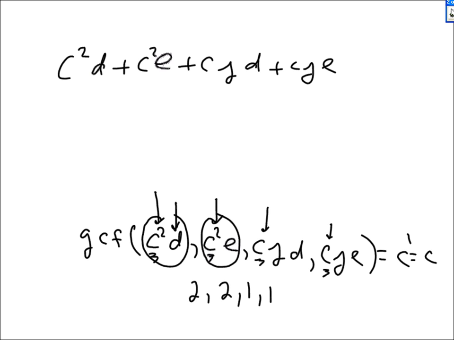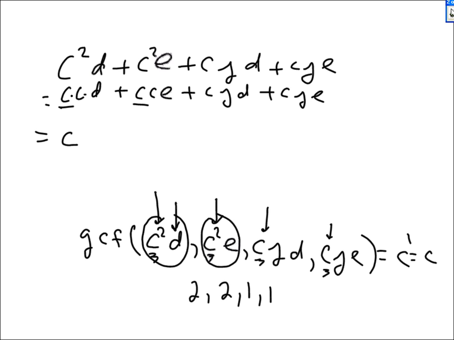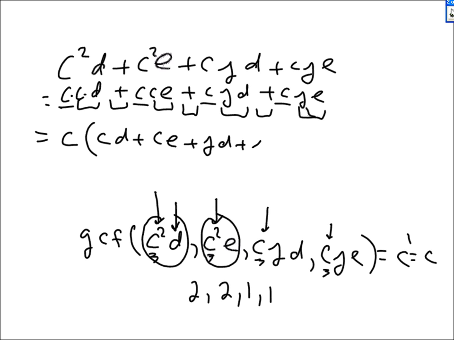Now keep in mind that this is c times c times d, cce, cjd plus cje. And if I factor out a c from each term, I now write down what's left over. Namely cd plus ce plus jd plus je. So I factored out what was common.